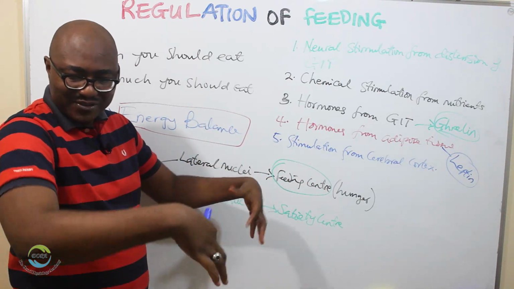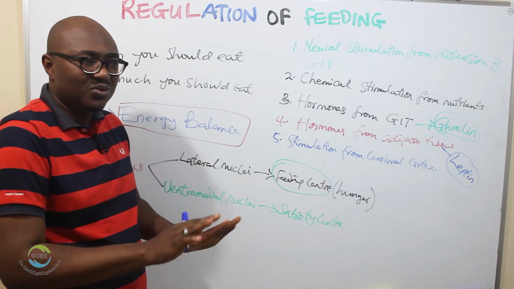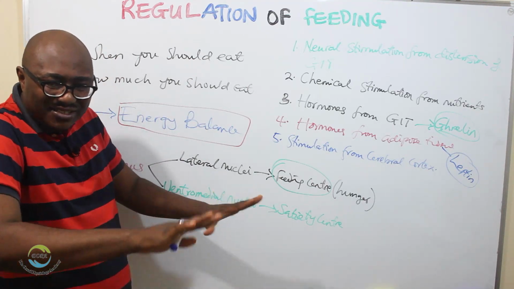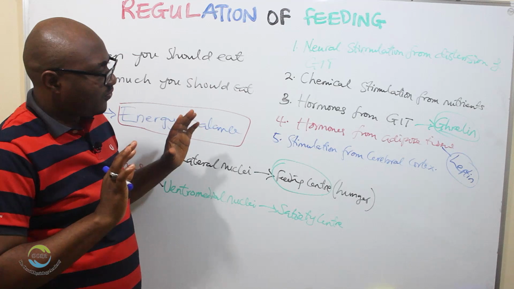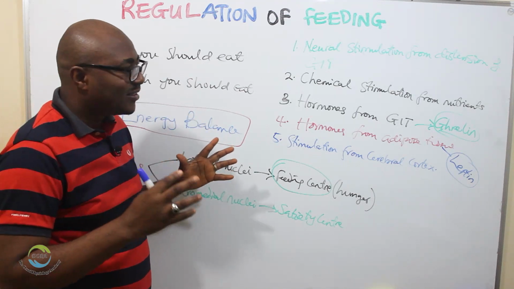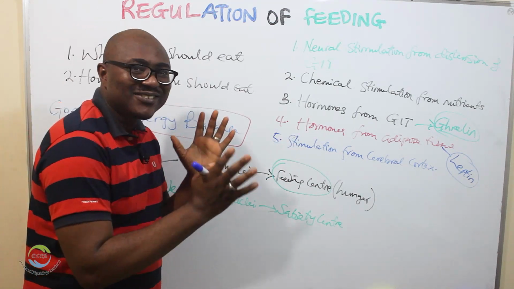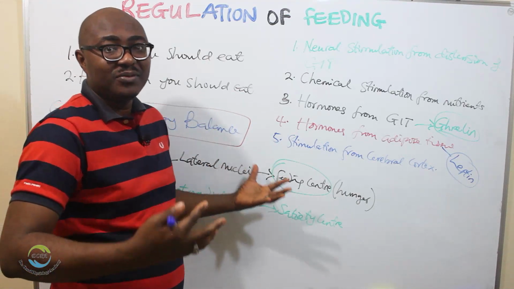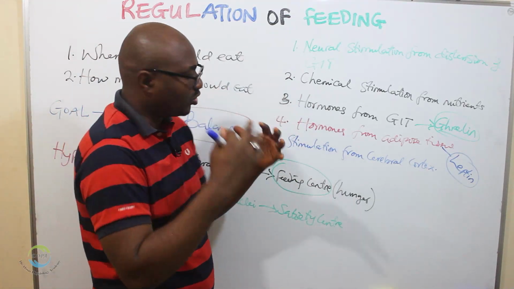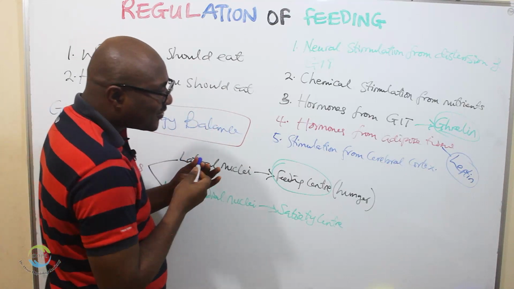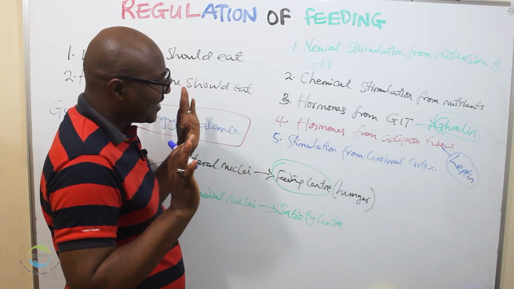Adipose tissue is already present, and leptin is continuously released. So it continuously reduces your intake of food so that you don't get too fat. But again, it is not so straightforward. Sometimes you find people who are fat who still eat so much. So it's not so straightforward, but basically that's what leptin does.